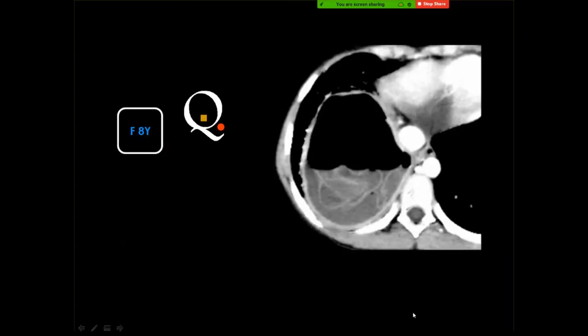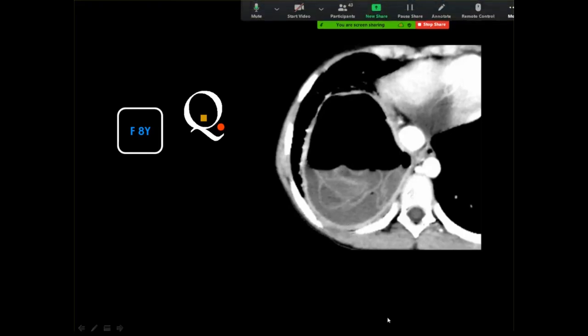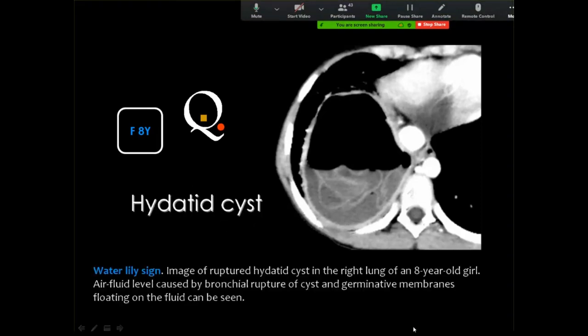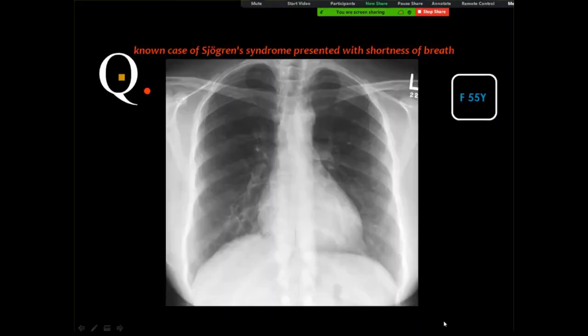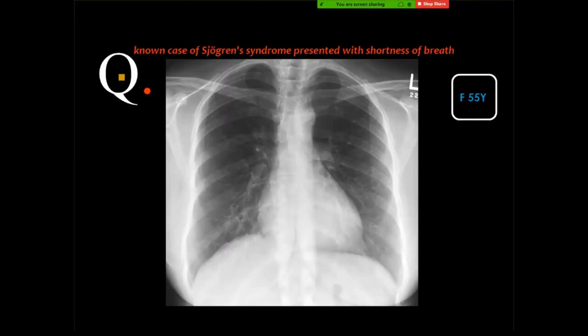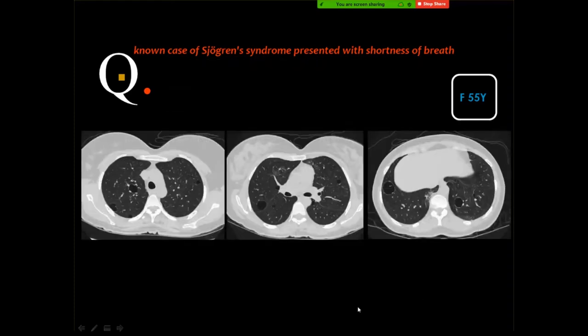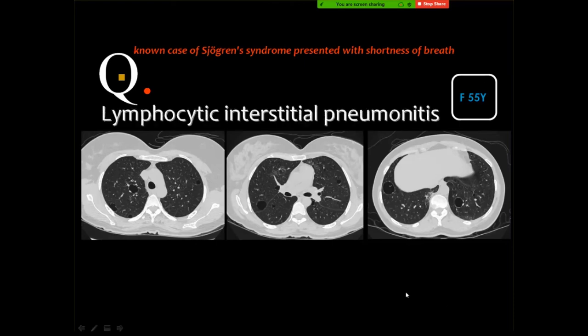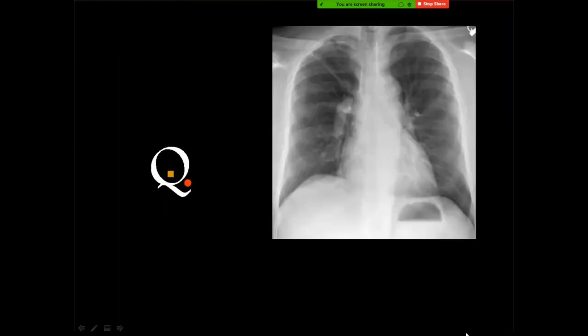Ruptured hydatid cyst with the classic water lily sign and the collapse of the endocyst. Lymphocytic interstitial pneumonia. You know the diagnosis from the history, but you should look for the CT scan and you see these cystic changes in the lung, which is diagnostic, as you have said, of lymphocytic interstitial pneumonia. Very good.